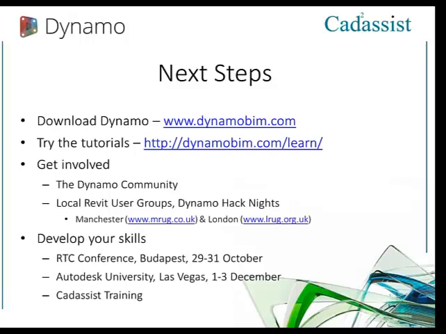So if you wanted to get started with Dynamo, some of the next steps that you can consider is, in order to get started, is first of all, get the software. Download it from dynamobim.com. It's a free plugin. I did say earlier that it does ship with Revit software. However, you should also know that Dynamo is continually being updated and upgraded. Every month there's a new release.